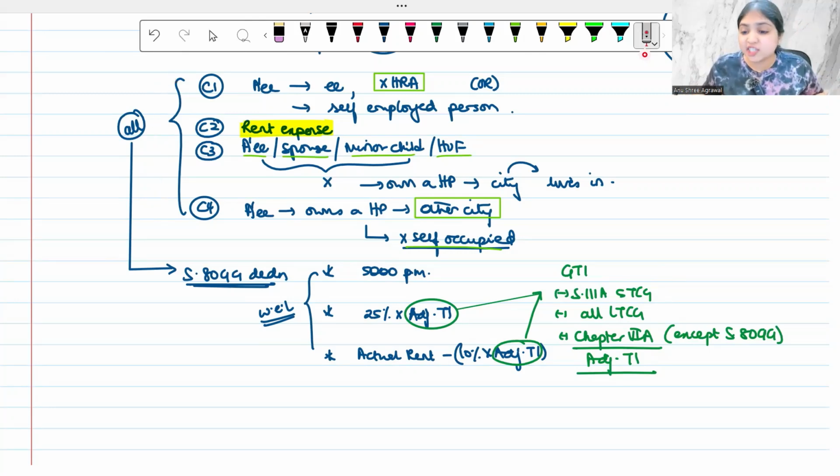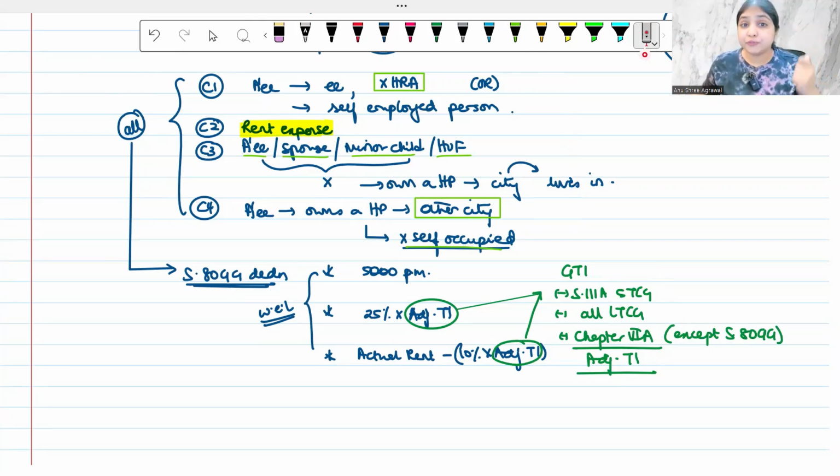See, 80GG is a section which is very simple as such. But the problem over here is, in the examination, it just doesn't strike us that we have to think about 80GG, because the question paper is never going to expressly tell you to think about 80GG. So identifying in the examination environment that 80GG is applicable, that is a task.